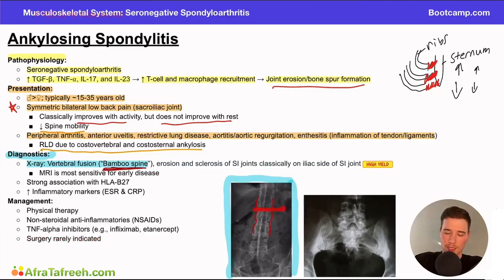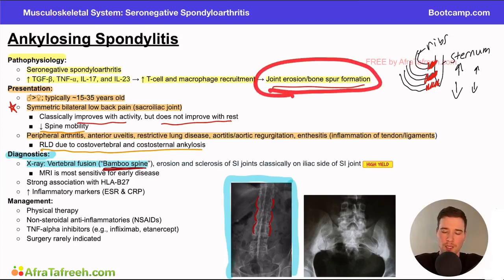Typically, there'd be a bit of a space in between here, right? Kind of a dark shadow where the disc would be. But in this condition, this chronic inflammatory condition, we actually get the spine that kind of molds together. Again, it gets back to this point of it becoming restrictive. The joint erosion and bone spur formation leads to more restriction.